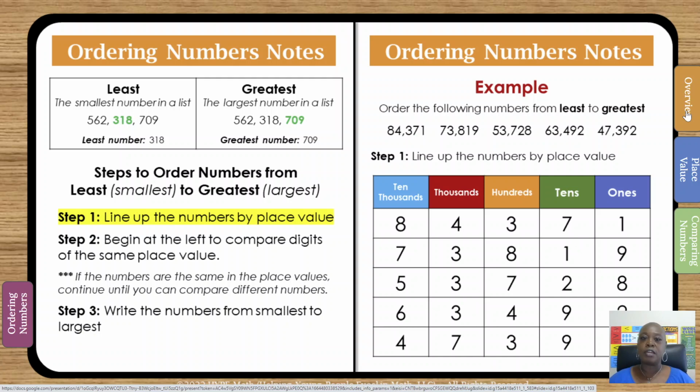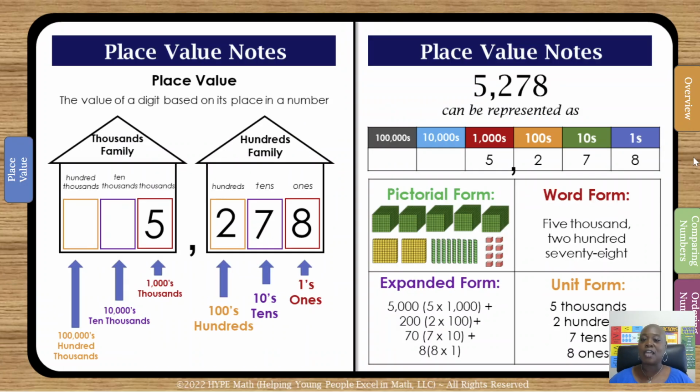So what I want to do now is just show you one of the sections of the book. I'll start with place value, and pretty much all of the sections, the comparing numbers and also ordering numbers, have the same thing. Each section starts off with notes. So if you see, we have the place value notes so that students can get that good reinforcement of the concept. Also, they're able to see all of the different ways that a number can be written: pictorial form, word form, expanded form, and also unit form as well.